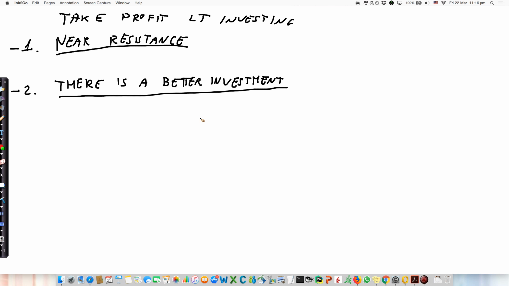What is number three? Number three is something else you can do when you have a long-term portfolio, called portfolio rebalancing.